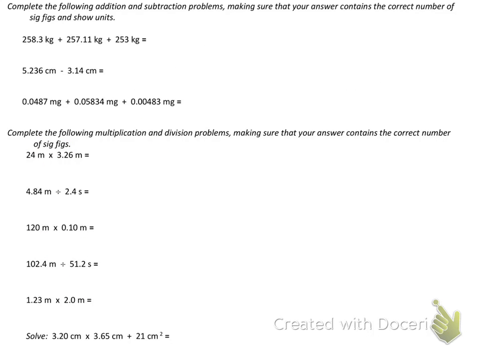Okay, the next section asks us to identify the correct number of significant figures along with the unit, but in this case now we're either adding or subtracting our problems. Now if you remember correctly from class, we asked for you to line up all those decimal points. So, and then we're going to add. So first I'm going to line them up. So I have 258.3.